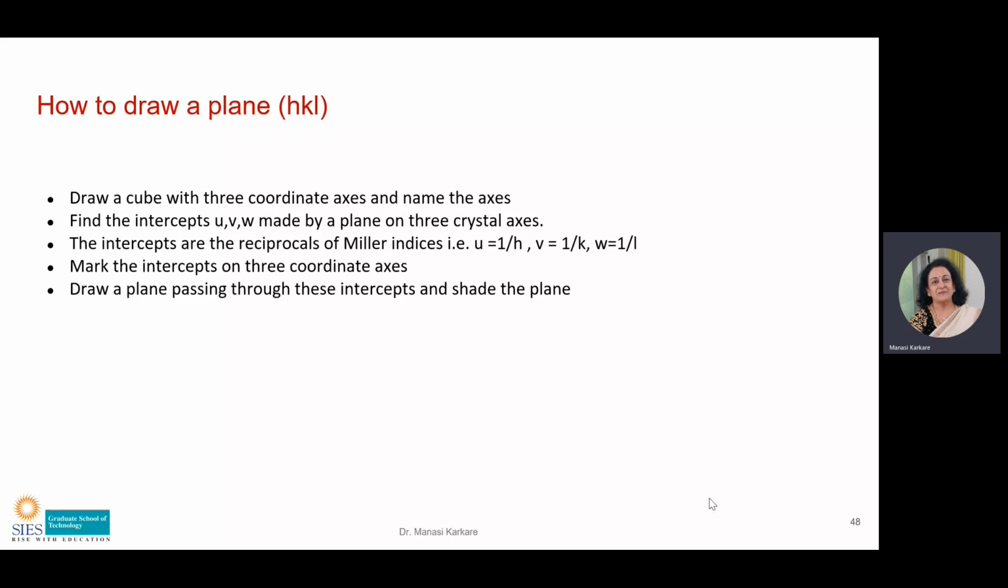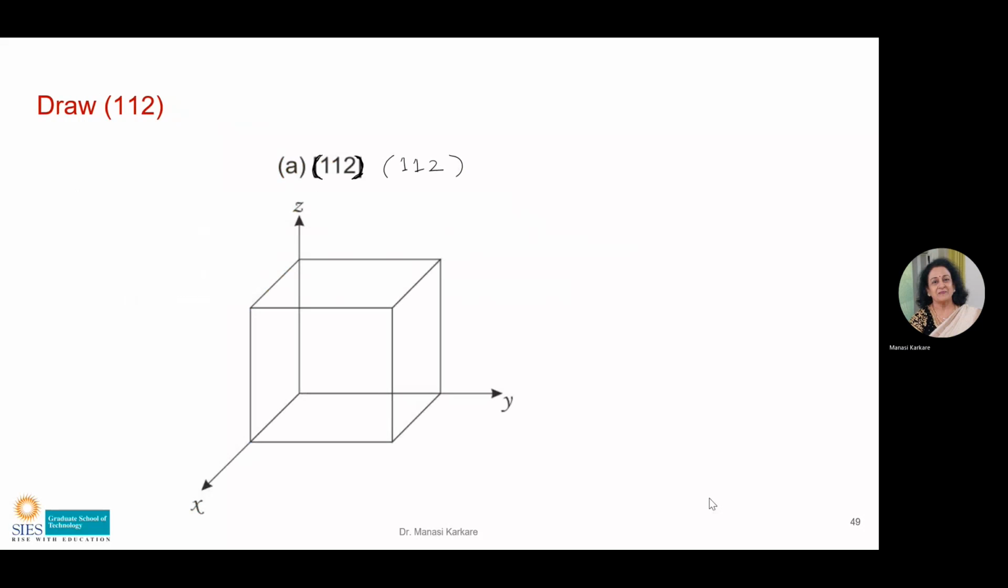So using Miller indices, HKL, you will be finding their reciprocals as U is equal to 1 upon H, V is equal to 1 upon K, and W is equal to 1 upon L. Then you have to mark these intercepts on 3 coordinate axes and then draw a plane passing through these intercepts and shade the plane. Now let us understand how to do it actually.